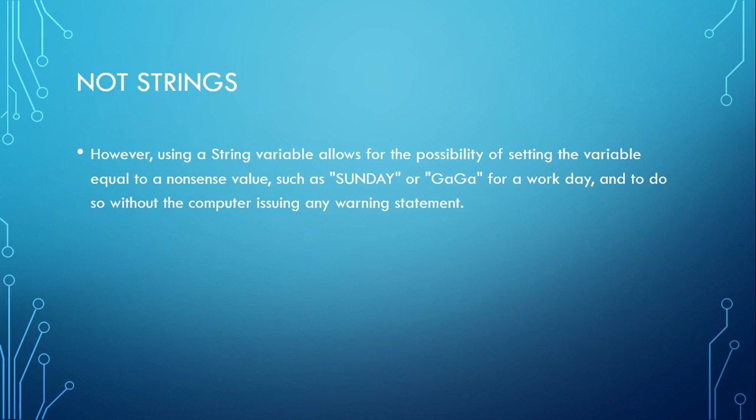However, using a string variable allows for the possibility of setting the variable equal to a nonsense value, such as Sunday or Gaga for workday, and to do so without the computer issuing a warning statement. So if I had, let's say, string firstDay is equal to Monday, that's great, but later the program could come along and say string firstDay is equal to worstDay, anything like that. It'd be very simple to change that. However, when it's enumerated, because it's a constant, there's nothing I can do in the program to go and change that enum value.